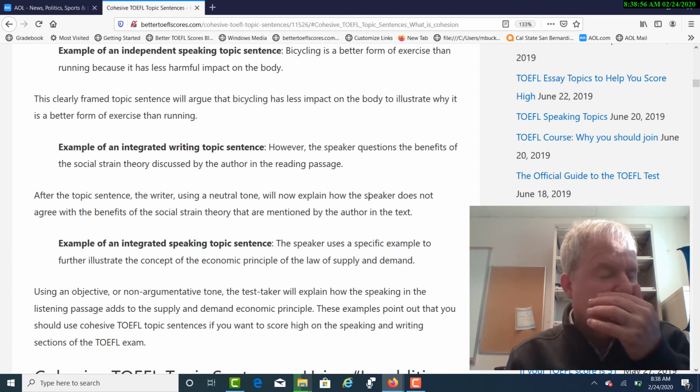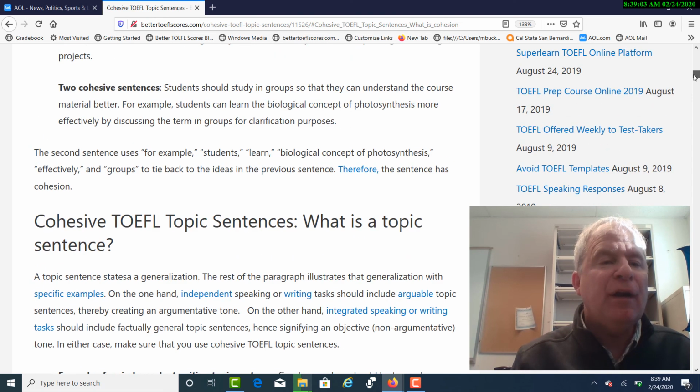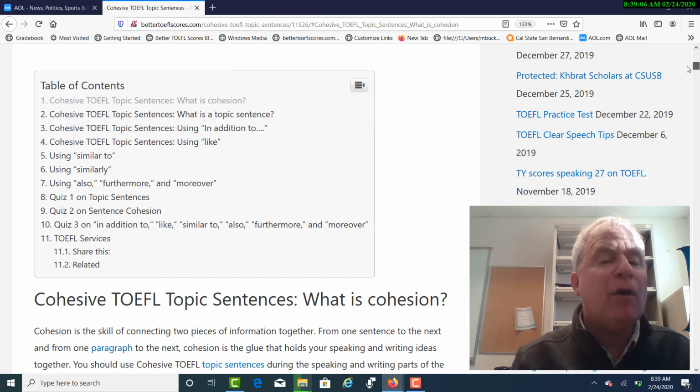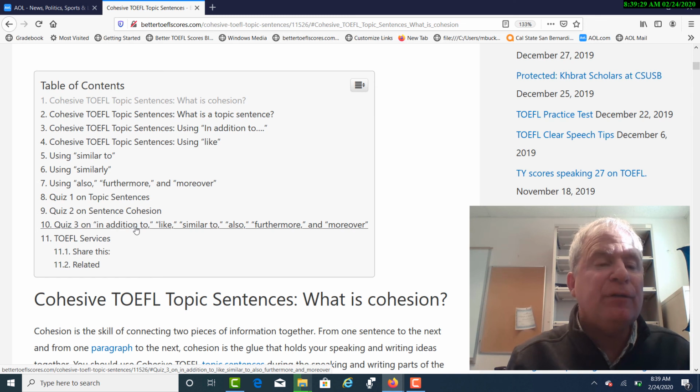And for the remainder of this lesson, I'm not going to go over all of it right now. You can go to my blog to get more of this particular lesson. If you want to learn more about this, you can learn a little bit about using "in addition to," "like," "similar to," "similarly," and then the transition words "also," "furthermore," and "moreover." You can learn how to use these as you're connecting information in your speaking and writing tasks for the TOEFL iBT, and then you can complete these quizzes.